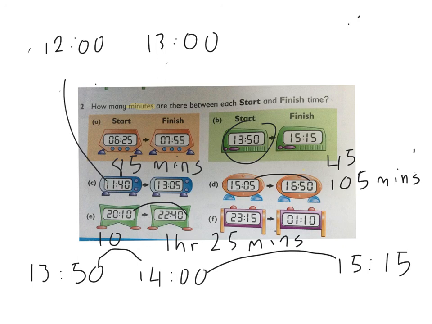150 minutes. Your next one, 23:15 to 1:10. So 45 minutes would take you up to 0-100 hours. Then an hour and 10 minutes to get from 0-100 hours to 1:10. So you've got your 45, then your hour and 10. An hour and 10 is 70. So add those two together, 115 minutes.